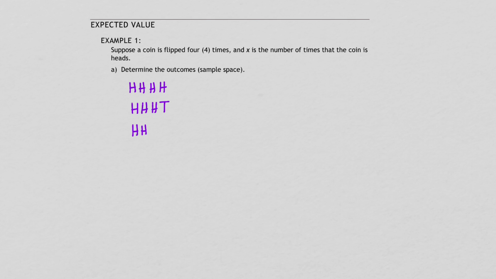Then heads, heads, tails, heads. Heads, heads, tails, tails. We could have heads, tails, heads, heads. This is going to get old very quickly. Heads, tails, heads, tails. Heads, tails, tails, heads, and heads, tails, tails, tails. Okay, I think that's all the ones that start with heads.